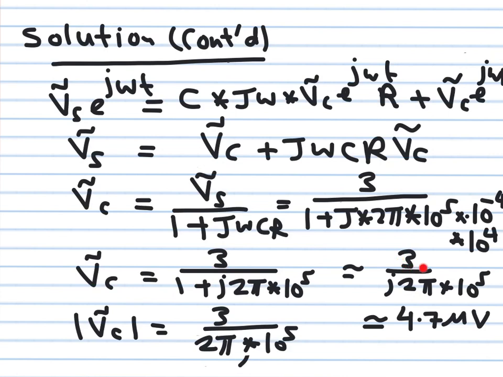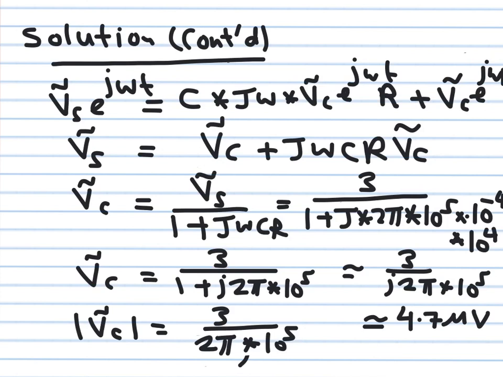The modulus of 3 is 3. The modulus of this purely imaginary term, jb, is the square root of a squared, which is 0, plus b squared, which is this term squared. So it gives you 2 pi by 10 to the power 5. If you divide them, you get 4.7 microvolt. So this is the amplitude of the phasor, or the modulus of the phasor.